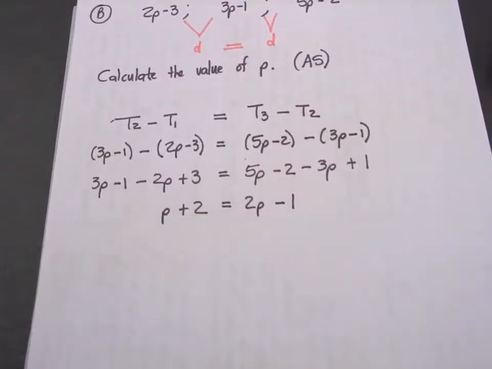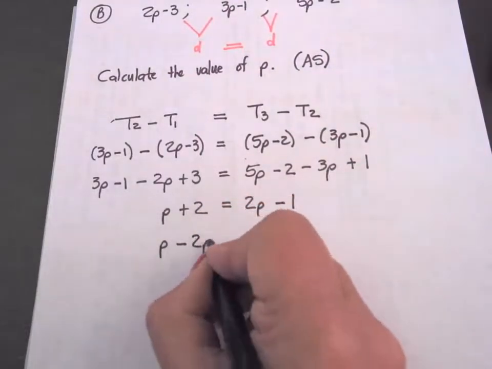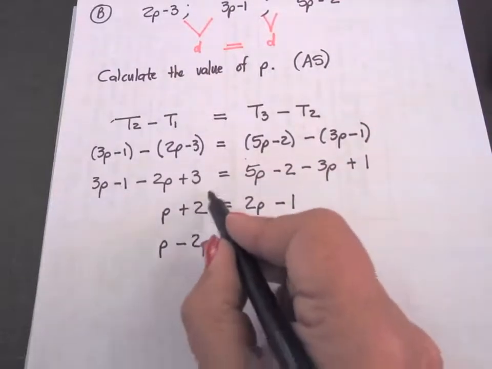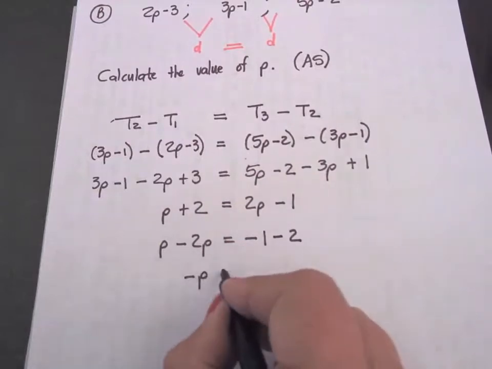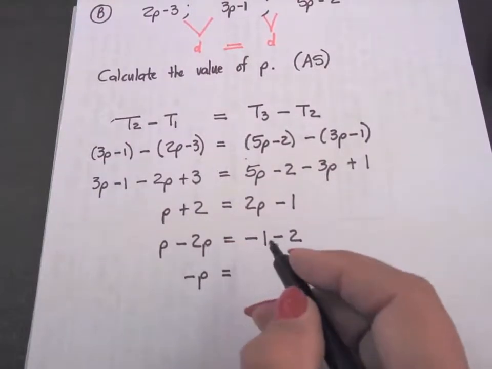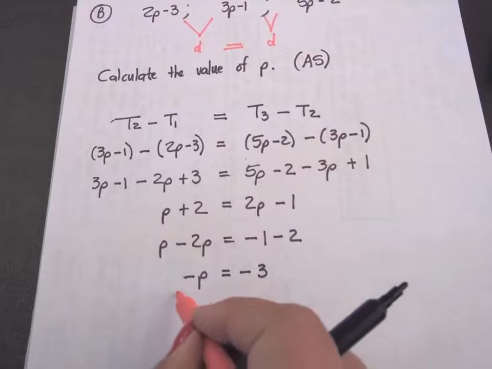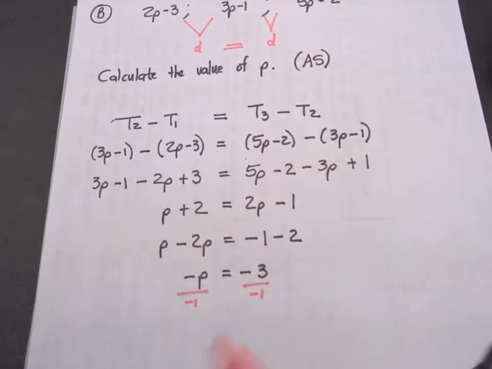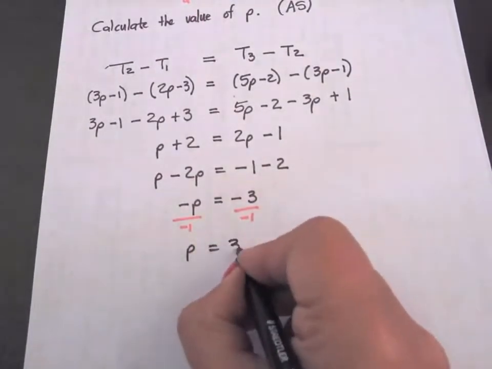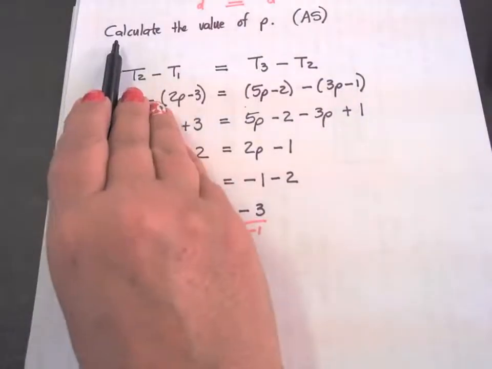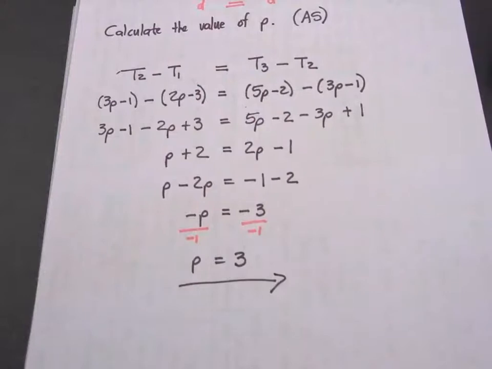Now I want all the p's on the left hand side. P, take the 2p over, then it's minus 2p equals minus 1 minus 2. P minus 2p is a negative p. Minus 2 minus 1 is negative 3. I want a positive p, so I'm going to divide both sides with minus 1. Then I'll get p equals 3. So, we calculated the value of p. P must be 3.